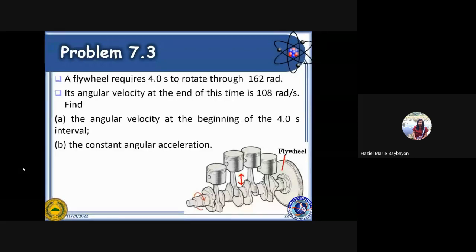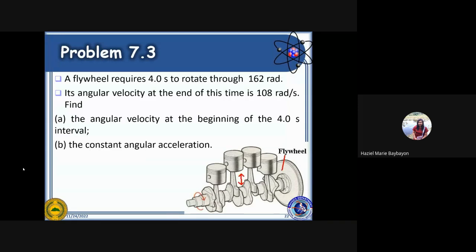Okay, so we have a flywheel. It requires 4 seconds to rotate through 162 radians. Its angular velocity at the end of this time is 108 radians per second. So find the angular velocity at the beginning of the 4-second interval and the constant angular acceleration.